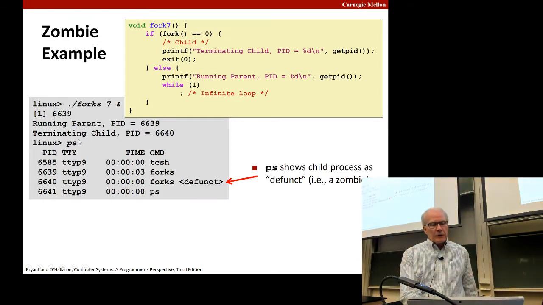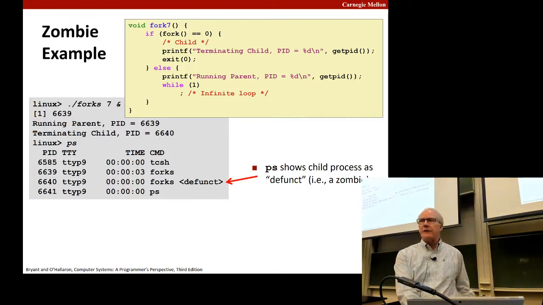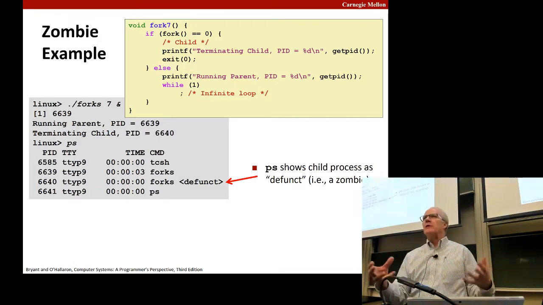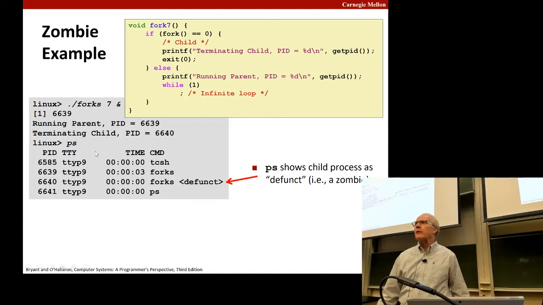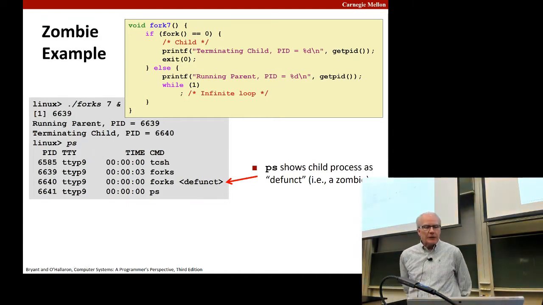And what you do then, if you run PS, which is just process status, it lists all the processes for you right now. There are various command line arguments to it, but this is the basic version. It lists all the executing processes, all the processes that you have. And you'll see that it shows two that are labeled as forks.